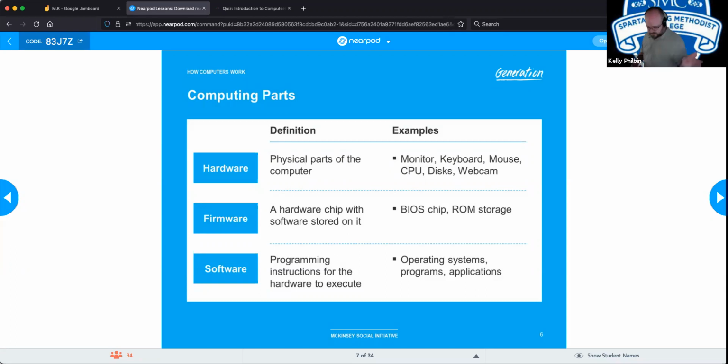And your physical components would be like your webcams, your monitors, the actual desktop part itself, the microchips, the RAM blades, PCI cards, all the stuff that you would physically touch and put into the computer, that is under hardware itself. And then we get to firmware, which is a specific hardware chip that has software stored on it. The two biggest examples of this are the BIOS chip and the ROM chip. And we will get more into those as we go along.